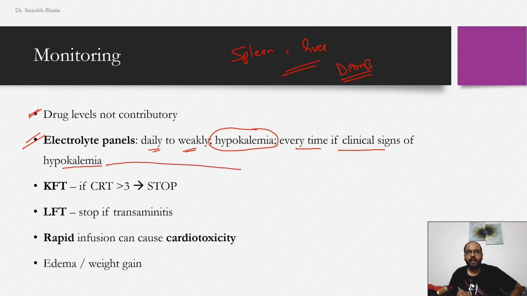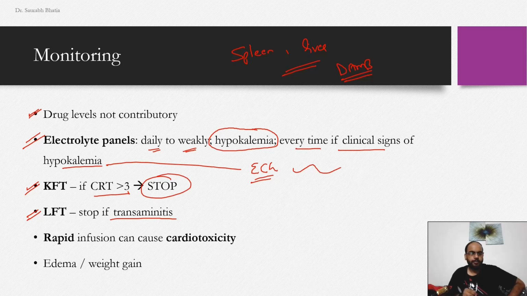If you see any ECG changes, if you see subduing of ECG or suppression of the T waves or all those hypokalemic changes, so you have to get an ECG whenever the patient complains of any kind of fatigue, chest pain, arrhythmias or palpitations. Get an ECG done as fast as possible. In kidney function tests, if creatinine is more than 3, you should consider stopping the drug. In LFT, if the enzymes are rising, if there's transaminitis, stop the drug.